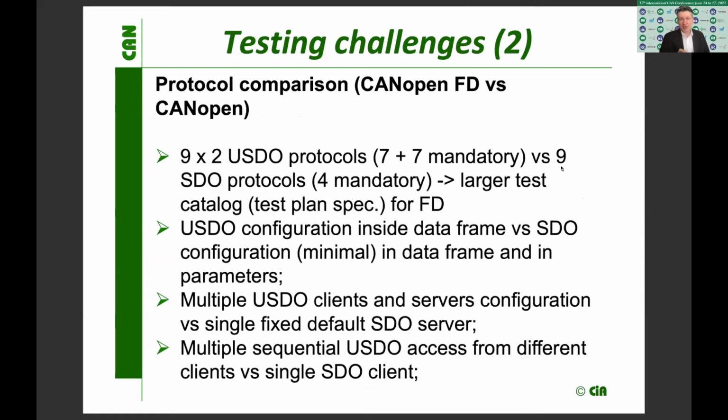The second testing challenge is protocols. How much should we test? I did a comparison between CANopen FD and classic CANopen. As you can see from the first one, we have transport protocols such as USDO and SDO in classic CANopen. There are twice as many mandatory protocols, which anyway have to be implemented. This means I have to design several more tests, and that means a larger test catalog, which means the test plan will contain more tests than was usually done for classic CANopen, but this was expected.